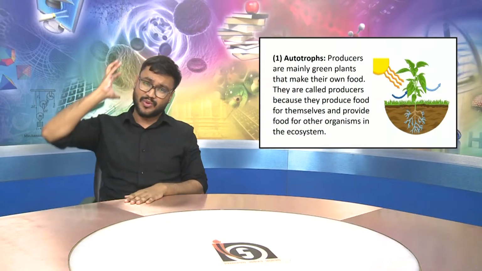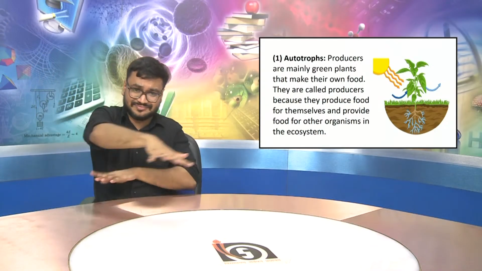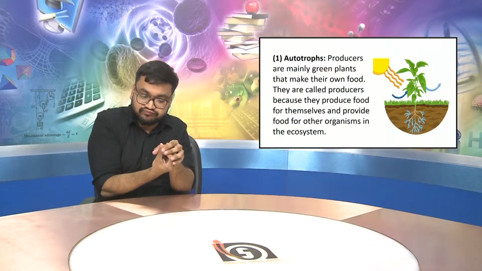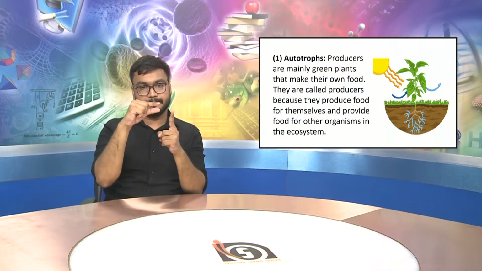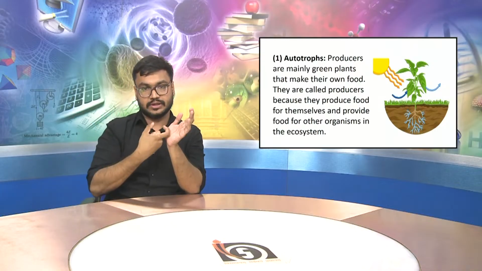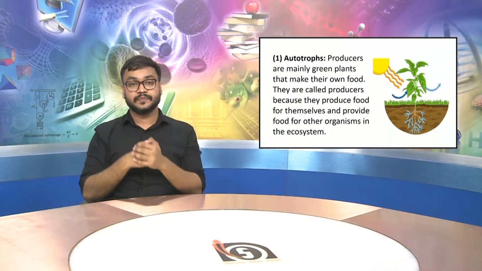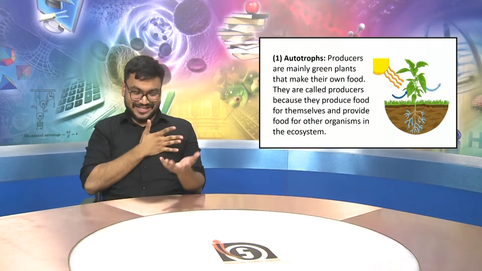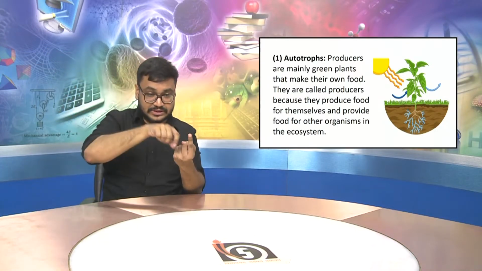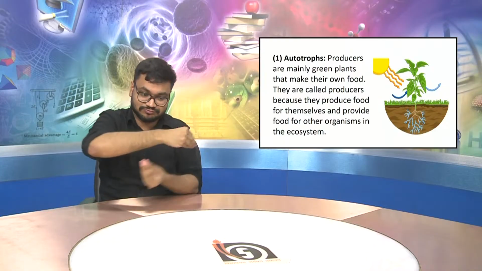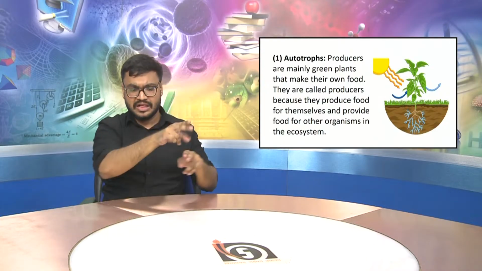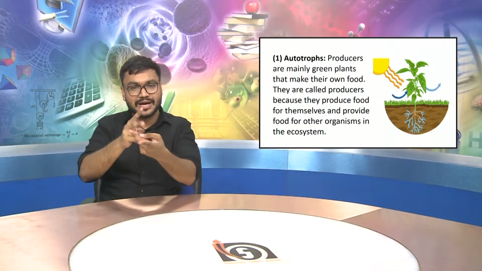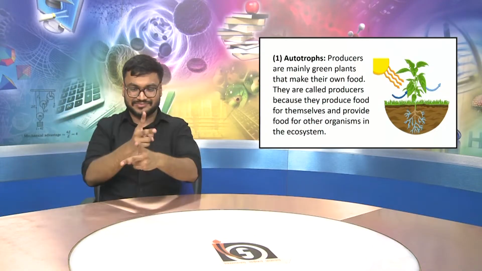In this trophic level, first come autotrophs. Autotrophs are producers, which are mainly green plants that make their own food. They are called producers because they produce food for themselves and provide food for other organisms in the ecosystem.